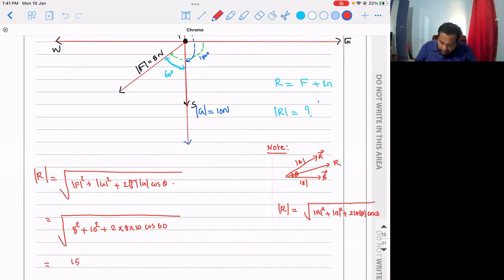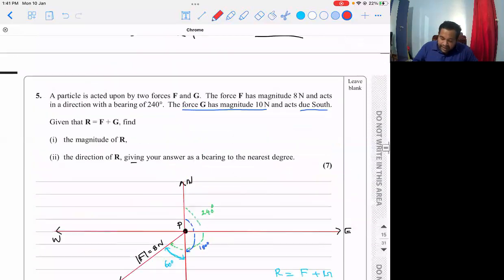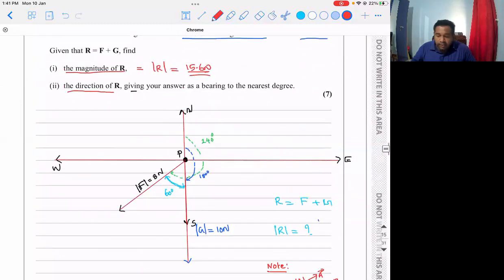So we will get 15.6 Newton. If you are rounding to 3 significant figures, the modulus of R is 15.6 Newton. So that is the answer for the magnitude. Magnitude means it is nothing but modulus of R, so that is 15.6 Newton. Now what they are asking is the direction. So where is this resultant acting?